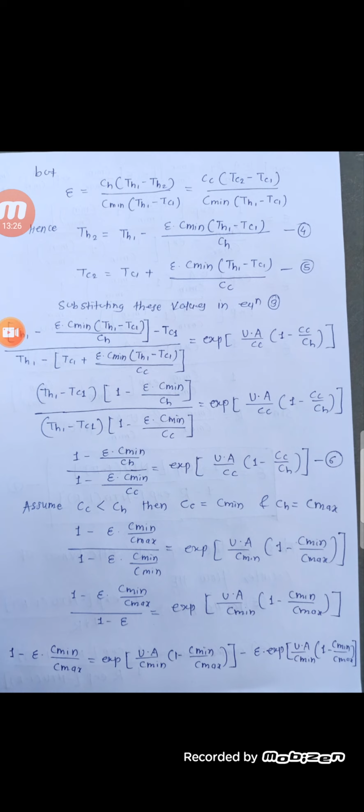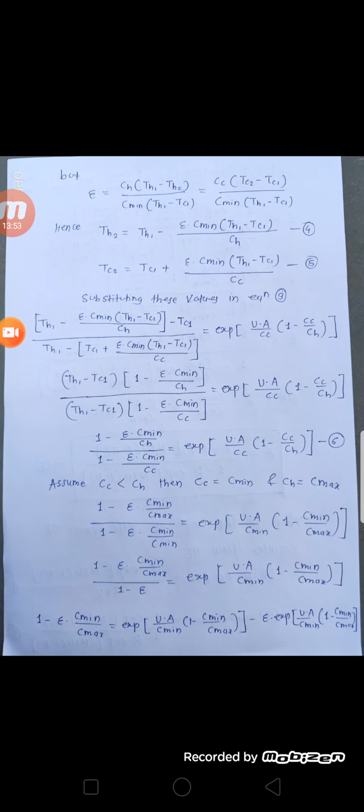So what is equation number 6? That is 1 minus epsilon C minimum upon CH, and CH is nothing but C max. So 1 minus epsilon C minimum upon C max. Similarly 1 minus epsilon into C minimum divided by C minimum is equal to exponential of UA upon C minimum into bracket 1 minus C minimum upon C max. Next, C minimum upon C minimum is 1. So 1 minus epsilon, and the right hand term is same.